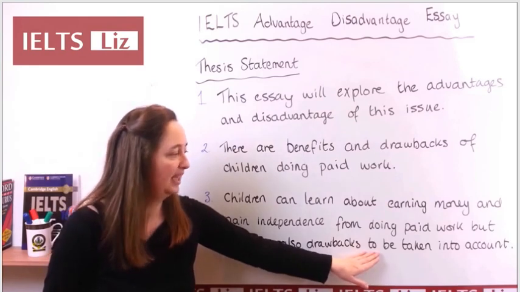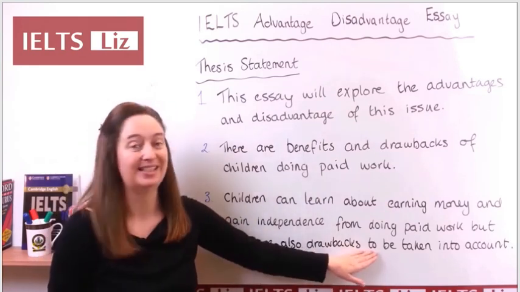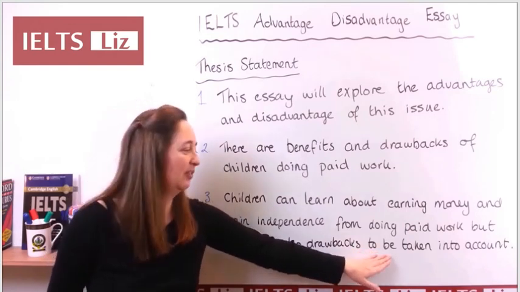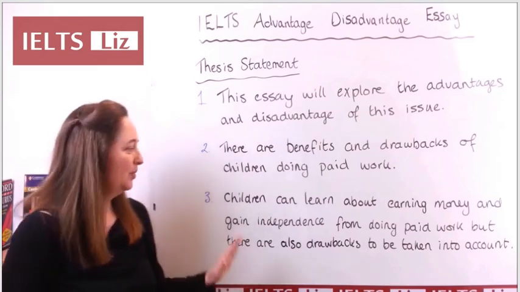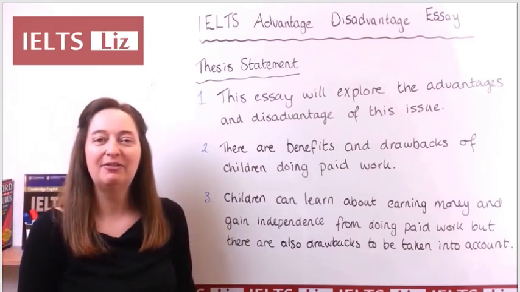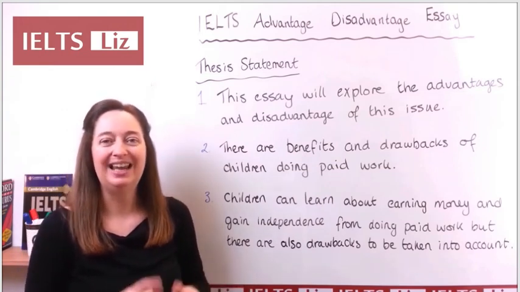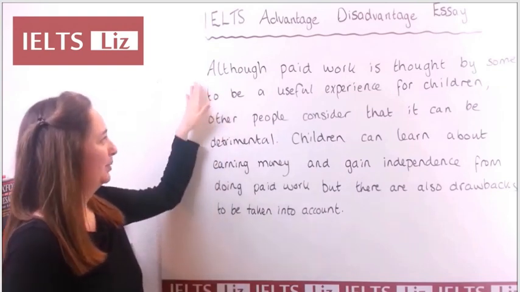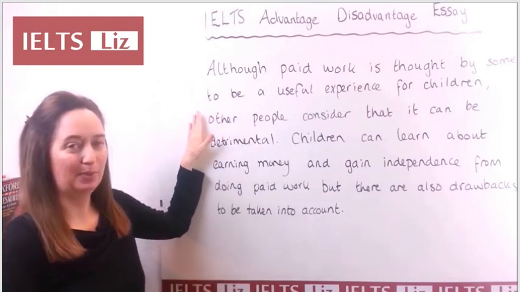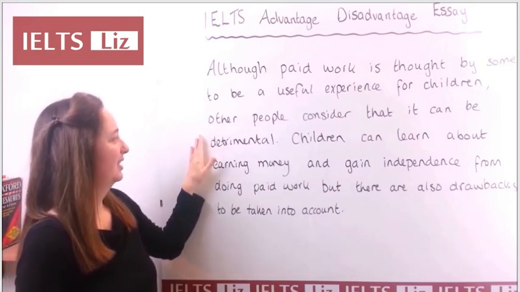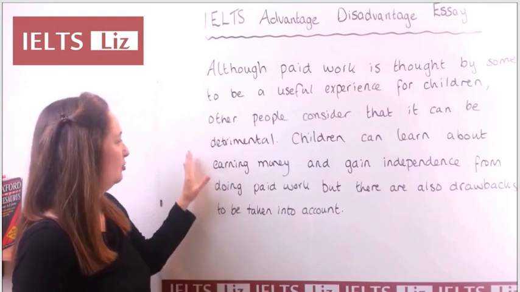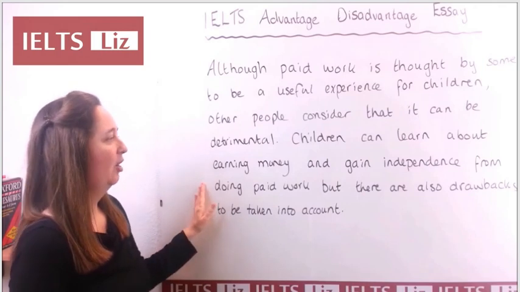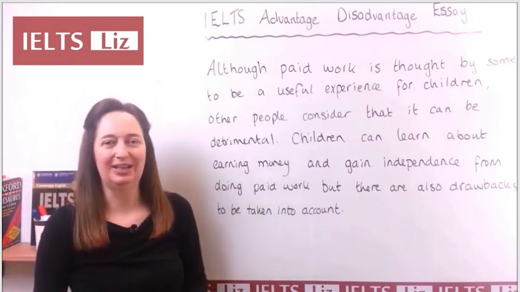Here I've said to be taken into account. You could also say to be considered. That's also possible. But we did use the word consider in the background statement, so I've given you an alternative here. So this is how your thesis statement should be written. Let's have a look now at the whole introduction written in 1 paragraph. Here is the introduction paragraph. Although paid work is thought by some to be a useful experience for children, other people consider that it can be detrimental. Children can learn about earning money and gain independence from doing paid work, but there are also drawbacks to be taken into account.